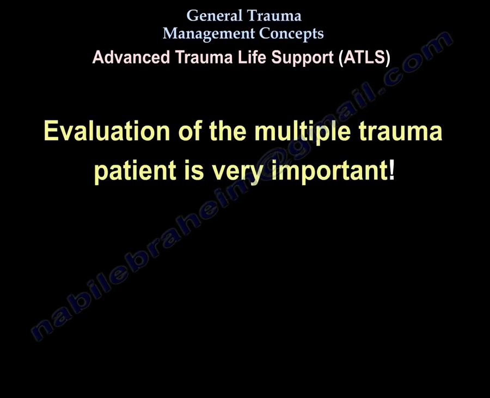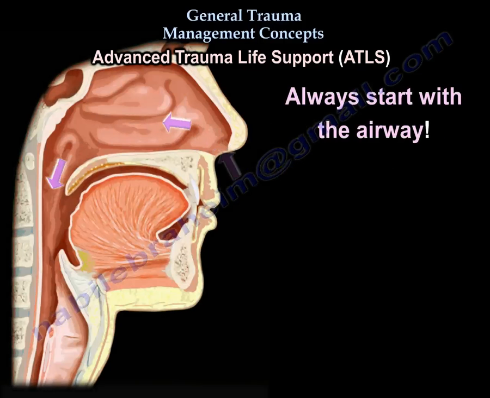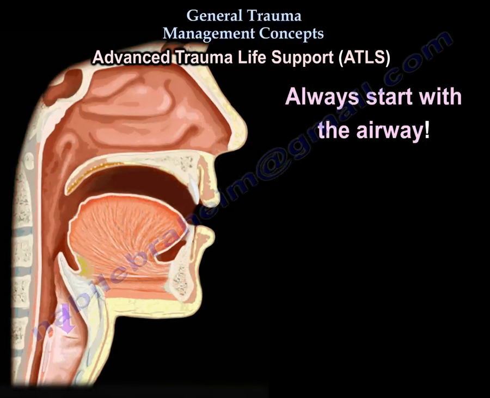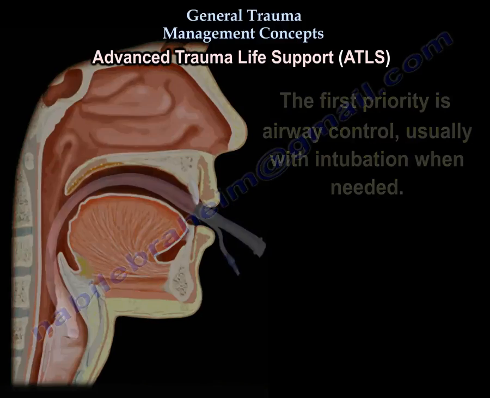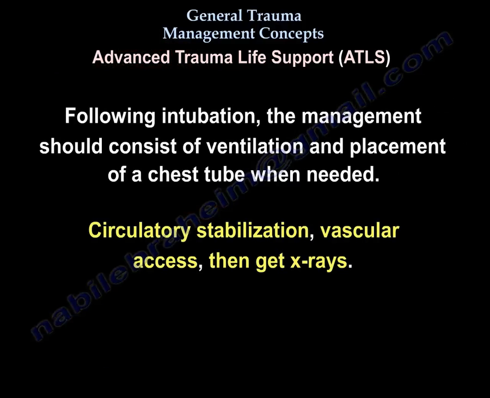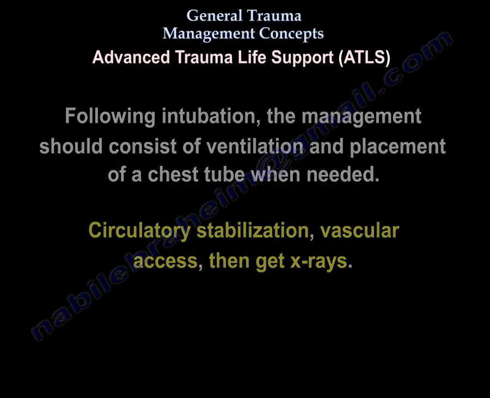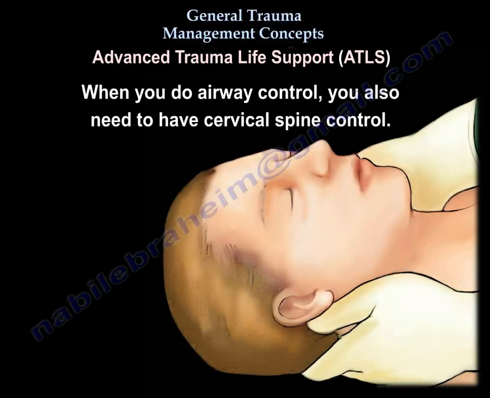Evaluation of the multiple trauma patient is very important, and you start with the airway, always the airway. The first priority is airway control, usually with intubation if needed. Following intubation, the management should consist of ventilation and placement of chest tube if needed. Then vascular access, circulatory stabilization. Then you get the x-rays. And when you do airway control, you need to have C-spine control.